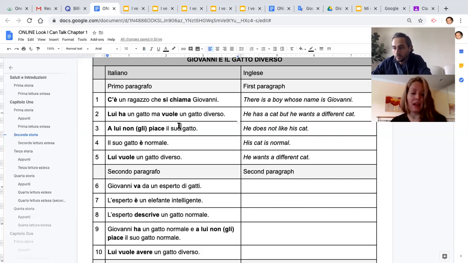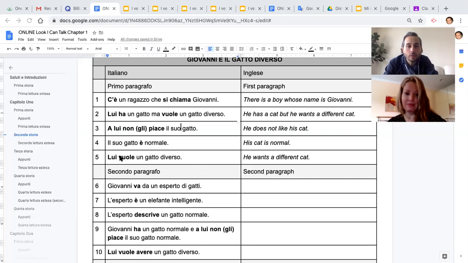Professoressa? Sentence number 4, simple too. Il suo gatto è normale. It's a pretty straightforward, easy sentence. Again, gatto is double T, and è with the accent, the grave accent, means is. You remember, it's important because if there is no accent, then it means and. That's it. Wonderful. Number 5, lui vuole un gatto diverso.